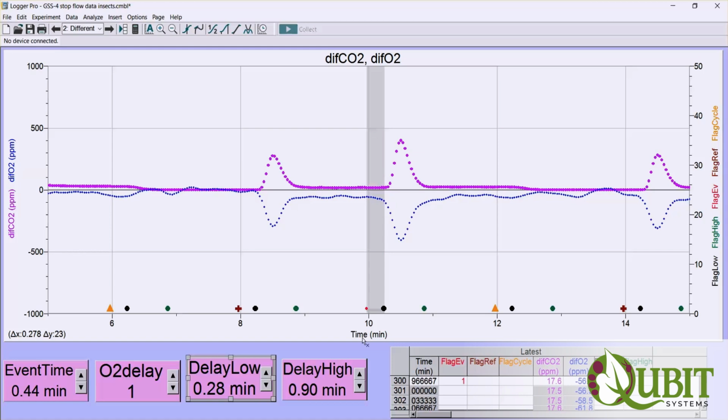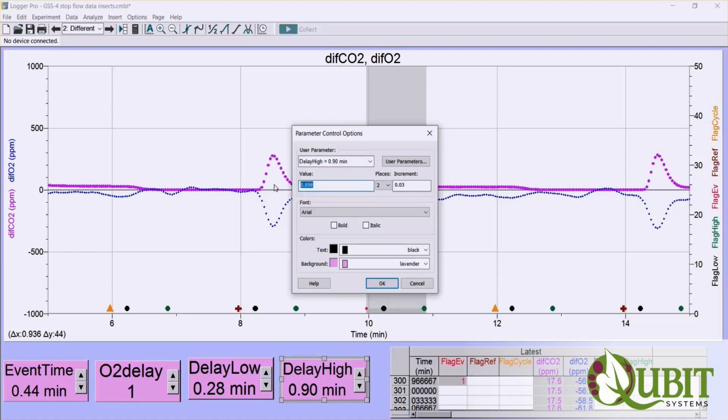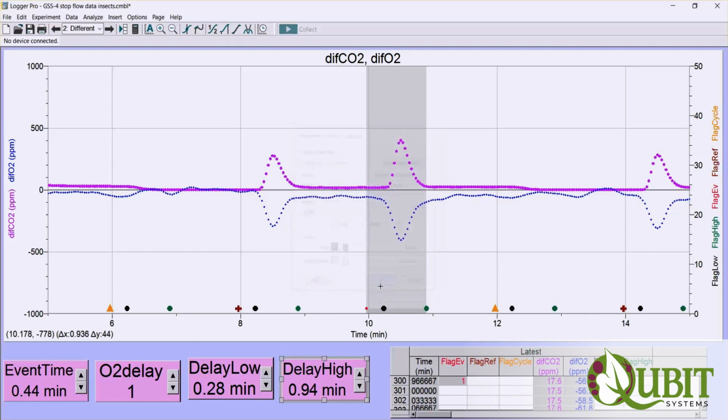The delay high, you do the same way, but now you go to the other side of your peaks, which is on this side, and that's probably right about there. Again, you read your delta X, 0.936, and that is the value that you enter here, 0.936, enter, and you'll see the green dot, which is the flag for delay high, now moves into position to select where the peak ends. So the software will now know to integrate the peaks between the black and green dots.